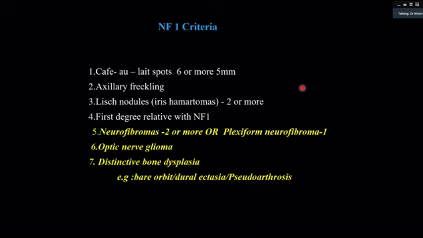But 5, 6, and 7 is where radiology plays its role. Neurofibroma, 2 or more, or plexiform neurofibroma. So we will see all of these things when we do CNS. Optic nerve glioma. Look at this distinctive bone dysplasia. And please remember, earlier today when we saw the pseudoarthrosis of the tibia, that is what can happen in NF1. Then there is what we call dural ectasia.